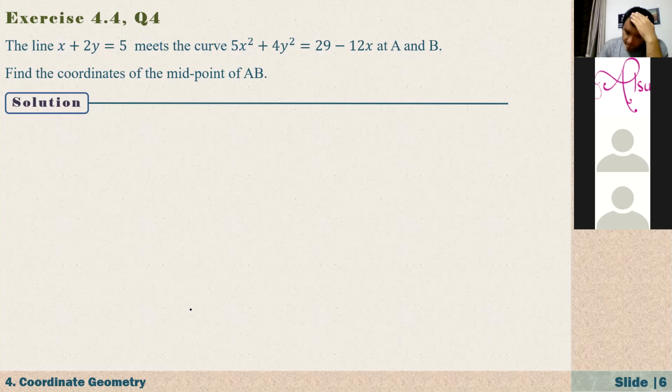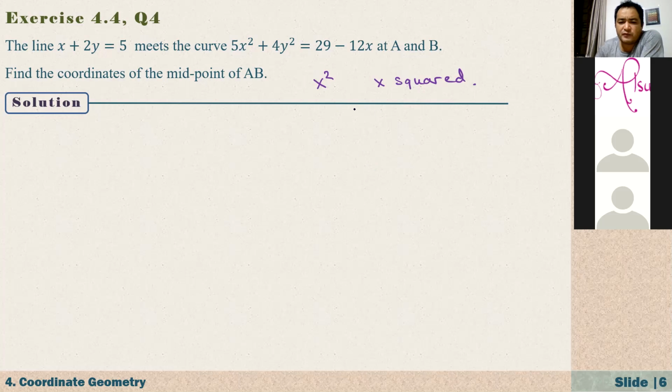The line x plus 2y equals 5 meets the curve 5x squared plus 4y squared equals 29 minus 12x at A and B. Find the coordinates of the midpoint of AB. Do we read this as x squared? Yes, x squared, or square of x. So again: the line x plus 2y equals 5 meets the curve 5x squared plus 4y squared equals 29 minus 12x at A and B. Find the coordinates of the midpoint of AB.